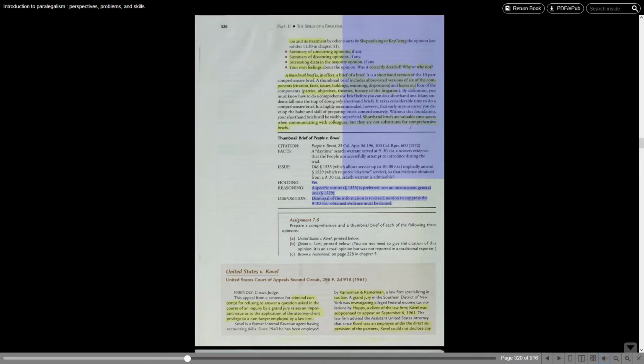Dismissal of the information is reversed. Motion to suppress the 9:30 p.m. obtained evidence must be denied. Citation, facts, issue, holding, reasoning, disposition.